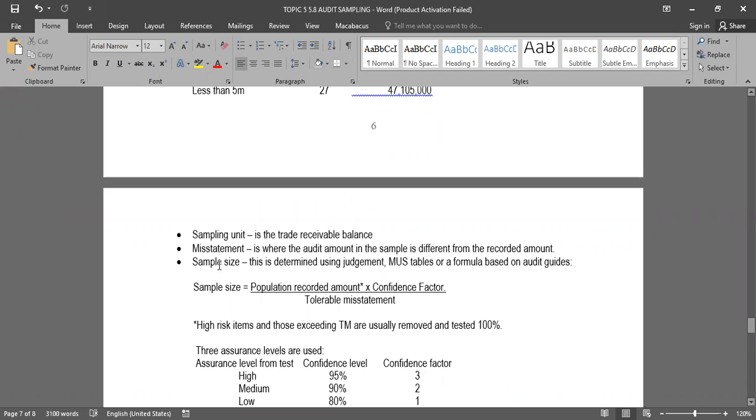Then how do we come up with the sample size? Now the sample size from our formula, we know that it is determined using, you're going to do the judgment first of all, and then MUS tables.